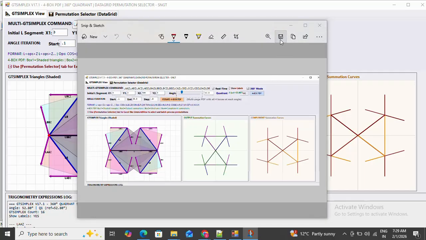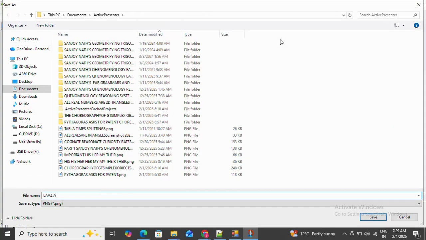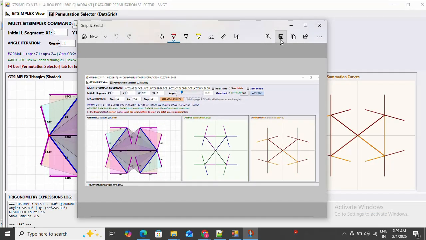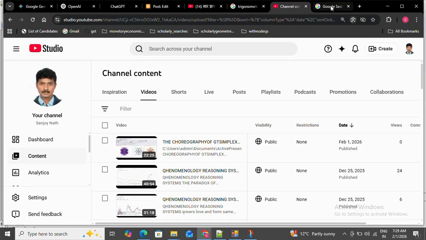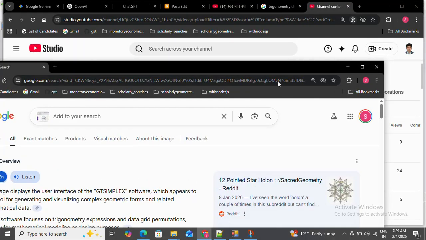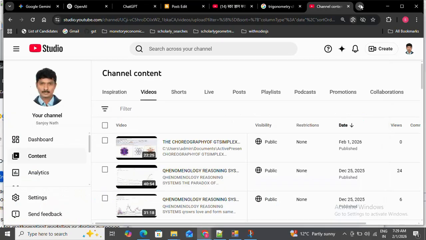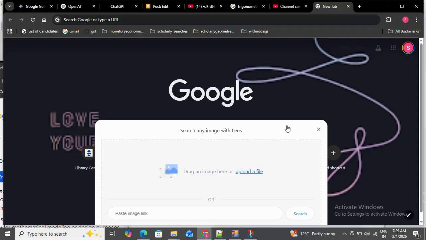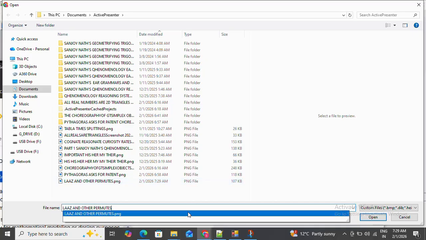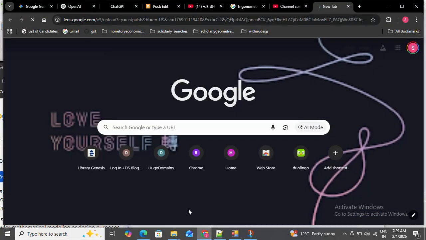Say LAAZ and other permutes. Then if we go to Google and search with our image searches, say if we search with the images here, then we see conditions like these. Say the 16 symmetries of the cos square theta.